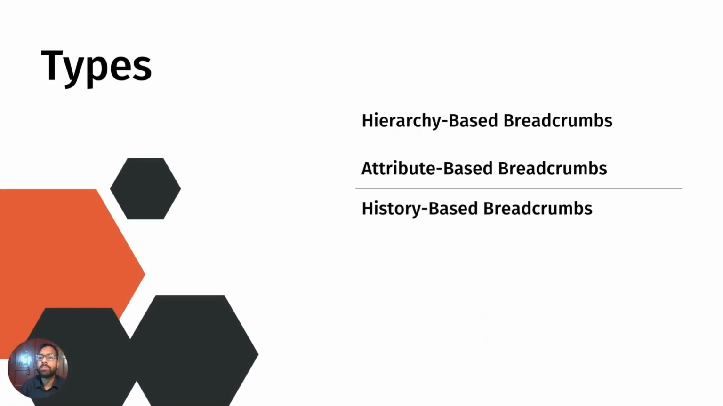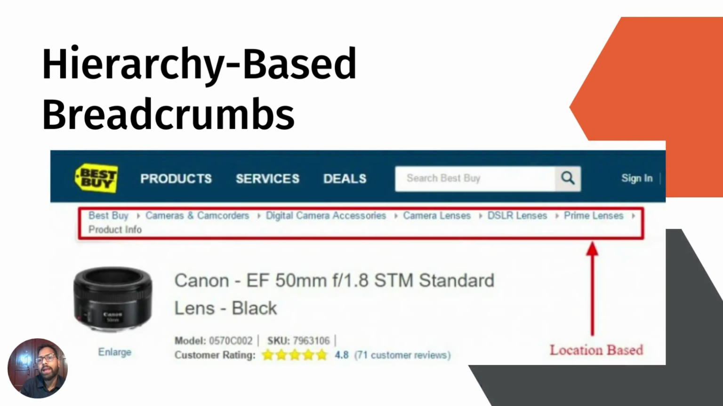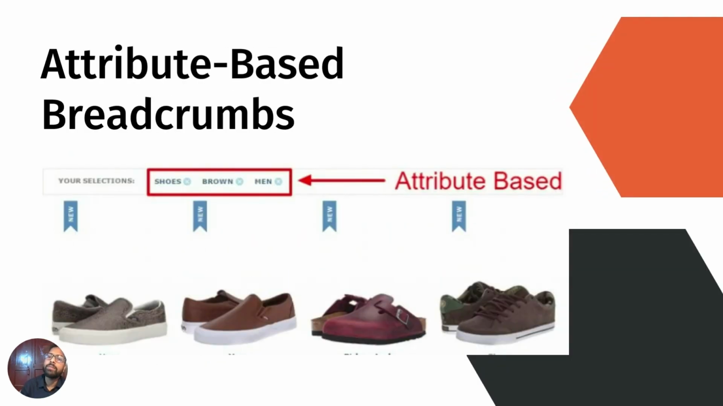There are three common types: hierarchy-based breadcrumbs or location-based, attribute-based breadcrumbs, and lastly history-based breadcrumbs or path-based. So let's explain hierarchy-based or location-based breadcrumbs. It's the most common type of breadcrumbs that tells users where they are in the site structure and how to get back to the homepage.